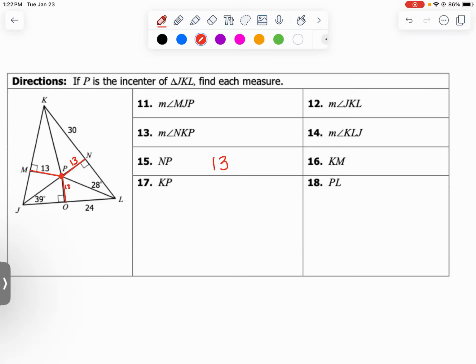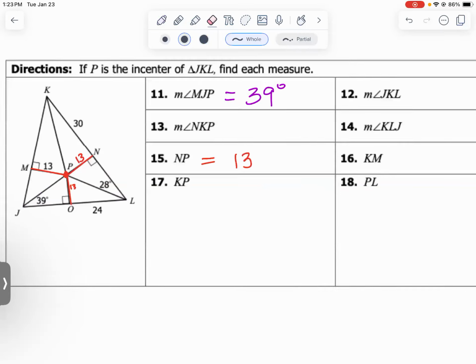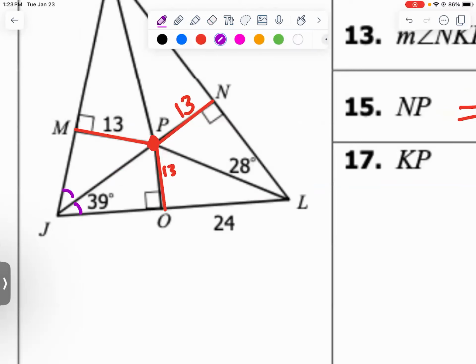All right, so let's talk about that first one, the angle MJP. What is this angle that I highlighted in purple right there? These are angle bisectors. The triangle below it could technically tell us. It's 39 degrees. We have angle bisectors. So I'm gonna zoom in here. These two have to be the same. These are both 39 degrees.